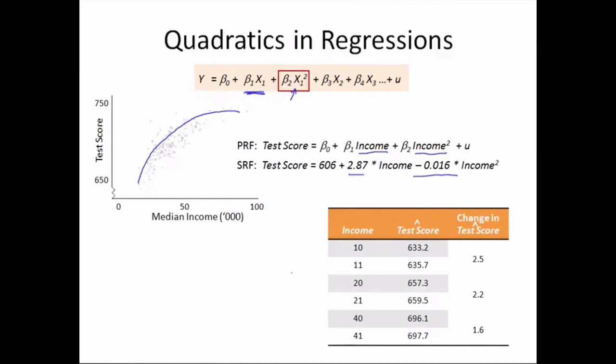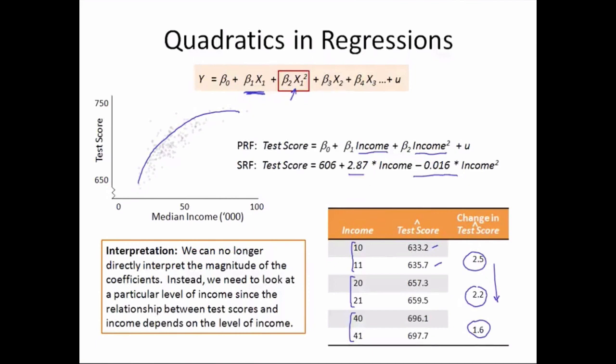If we plug in some values for income into our sample regression function that we estimated, so 10 and 11, 20 and 21, 40 and 41, we calculate the test score associated with each of these levels of income. And we calculate the change, which is just the difference in these test scores, the change in test score associated with raising income from 10 to 11, which is 2.5, from 20 to 21, which is 2.2, and 40 to 41, which is 1.6. We see that these changes are decreasing as we raise the level of income, which is the characteristic we want given the data that we have.